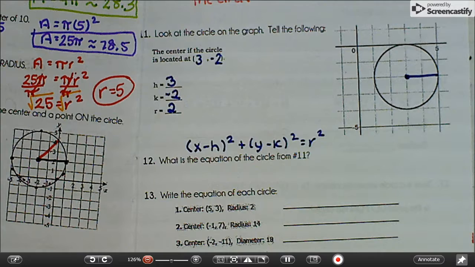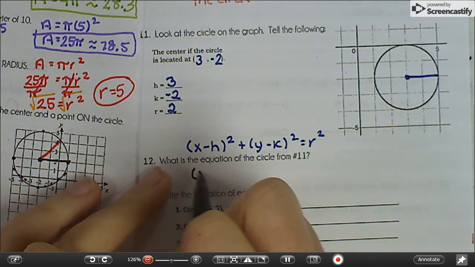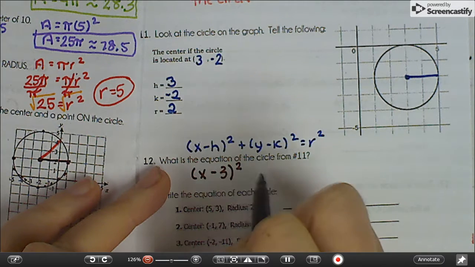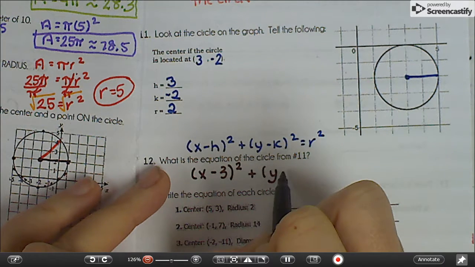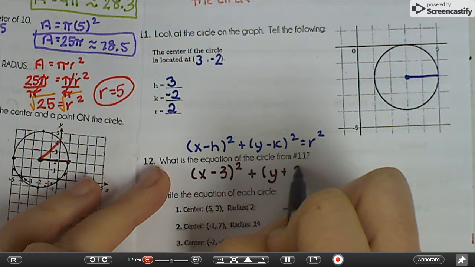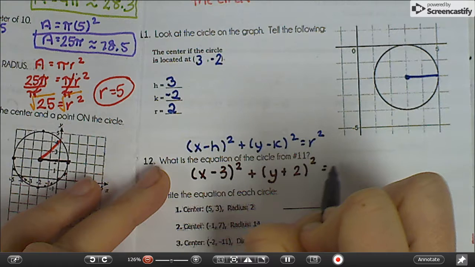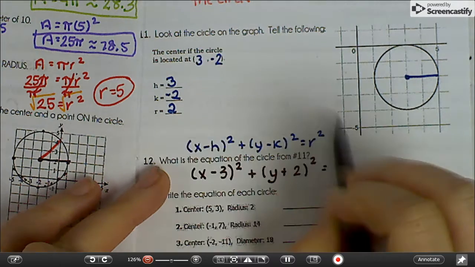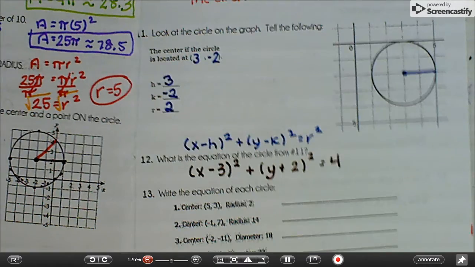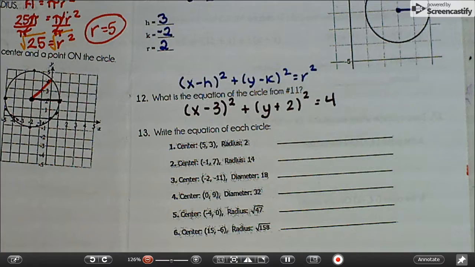So if we want to write the equation of this circle, then we're going to do (x - h), which is 3, squared, plus (y - k), but k is already negative, so (y + 2)² equals 2, the radius, squared, which is 4. And that's it. That's the equation of a circle. So let's go through and do a couple of these. I'm going to do one, you do one, like that.